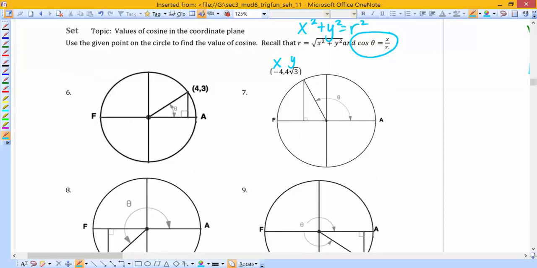So this is wanting you to just find cosine. You're not finding theta yet. So you're just finding cosine. So x over r, but you have to find r first. Not going to go over that with you. You guys should be able to do this just fine.